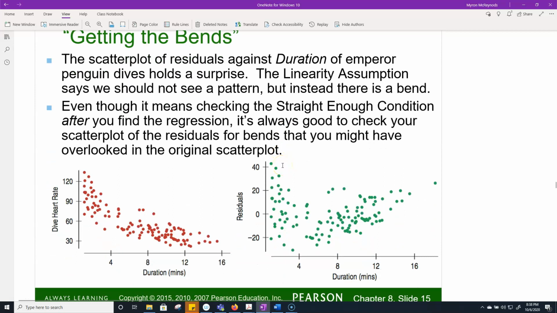They called it getting the bends. And they have this scatter plot of the residuals against duration of emperor penguins. This is the emperor penguin dive heart rate and the duration. And you could look at this and kind of think that a line going down would make sense here, right? But the residual plot, when you do it, and when I have residual plots, I always like to have a horizontal line at 0 to show how far away positive or negative it is from the middle.